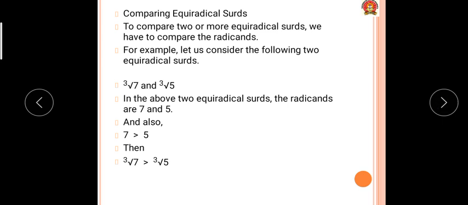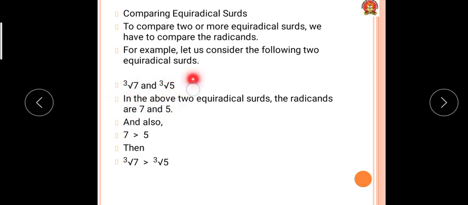Okay students, now see, comparing equiradical surds. How to compare equiradical surds? To compare two or more equiradical surds, we have to compare the radicands, the value inside the square root. For example, let us consider the cube root of 7 and the cube root of 5. See how I am reading the surd; that is also very important. Cube root of 7: 3 is the order, 7 is the radicand. In this surd, 3 is the order, 5 is the radicand.